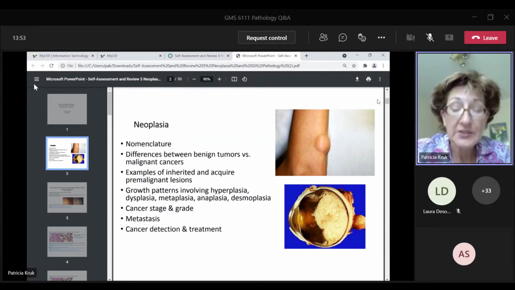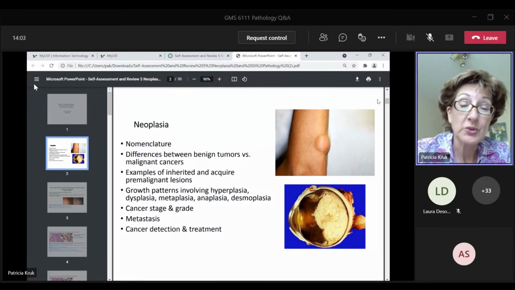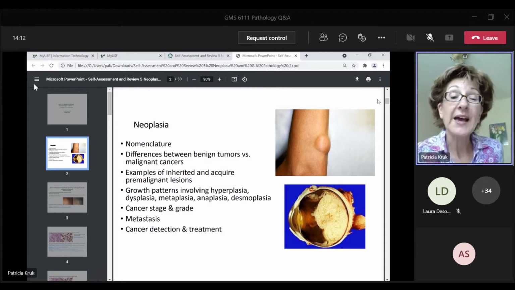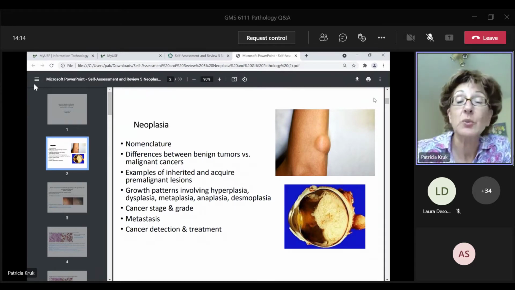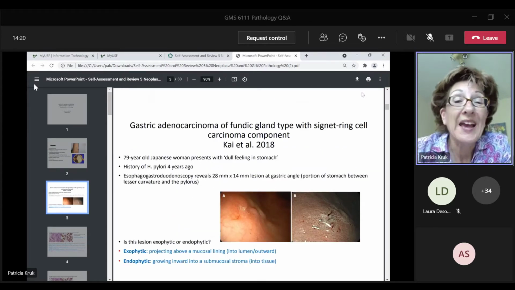Clinically, some of the most important concepts are how we describe cancers in terms of their stage and grade, and we'll go through that with the case studies. Of course, the concern is when they metastasize to distant sites, which makes them harder to treat. I also added a little bit in our lecture on how we detect cancers and some general principles of treatment.